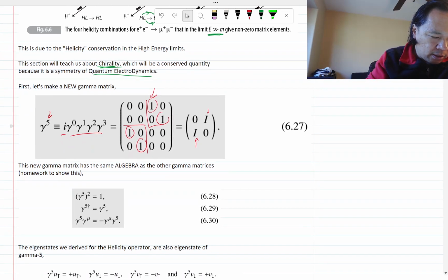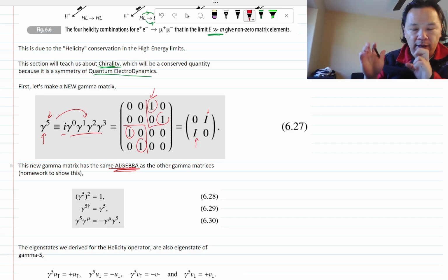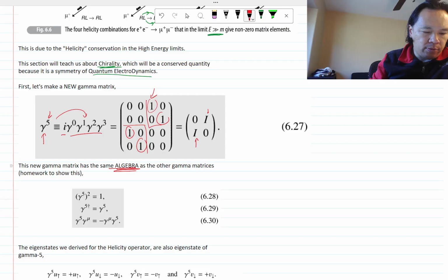Since this gamma matrix is defined by the other gamma matrices, it will satisfy the same algebra. This is the fancier word, where by algebra I mean all of the mathematical construction works the same, except you have a different name for things. This is more of an abstract term. By algebra I mean the abstract meaning of algebra, as opposed to y equals mx plus b type of algebra.